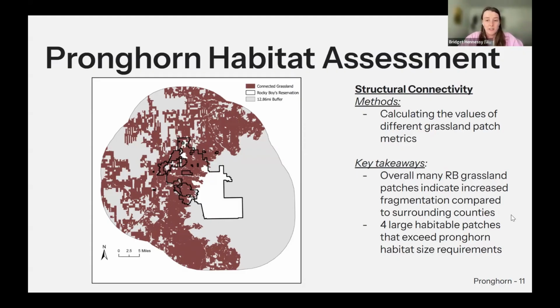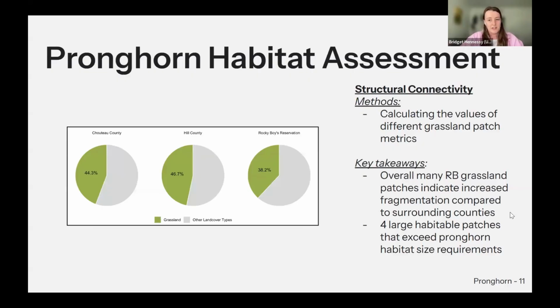Additionally, our findings could be due to overall size differences. Rocky Boy's Reservation has a much smaller area than Hill and Chouteau County, and it has the smallest ratio of grassland, which I think is the next figure. So it kind of follows that some of our non-standardized metrics that don't account for overall area are finding smaller grassland patches, which indicates fragmentation.